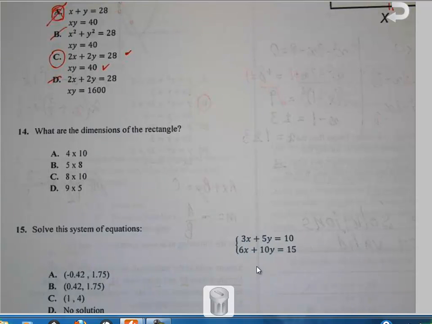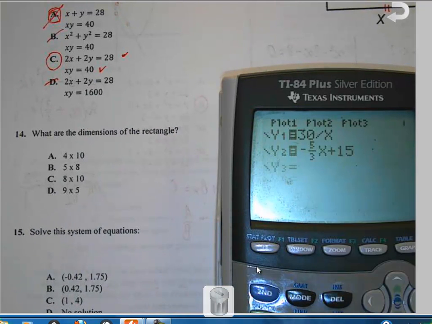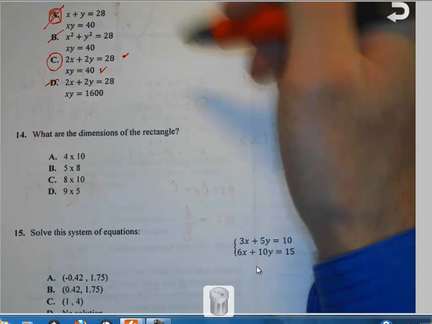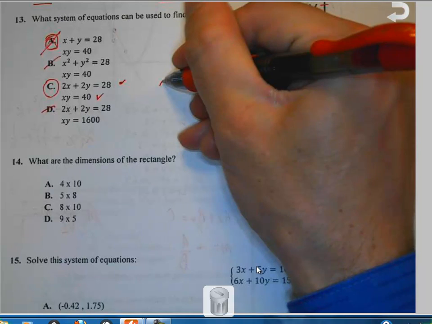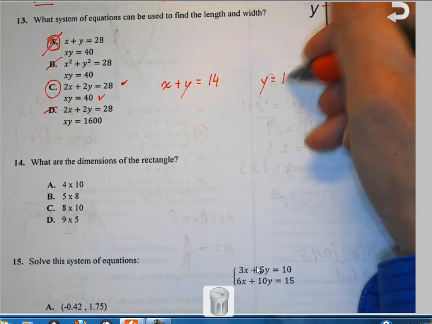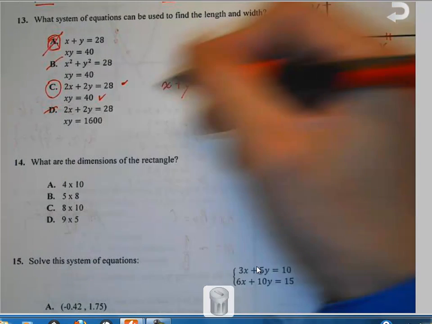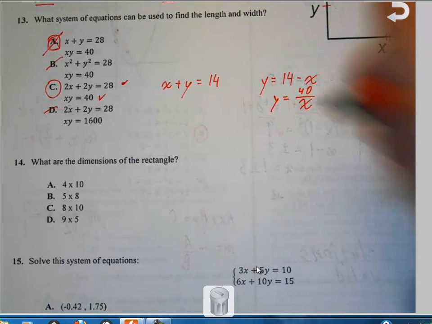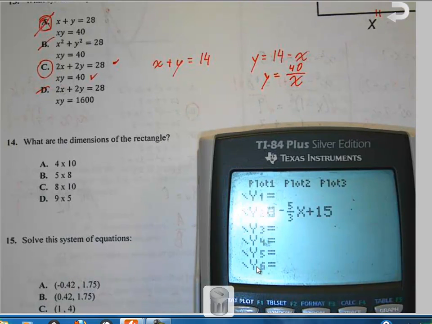Now, you will notice that in the interest of expediency, we're just going to graph it. So, once again, we can factor 2x plus 2y down. You divide everything by 2 and you say, okay, x plus y is equal to 14. You say y is equal to 14 minus x. To get y by itself here, you say, okay, y is equal to 40 divided by x. You then plug those into your calculator and see where they intersect.